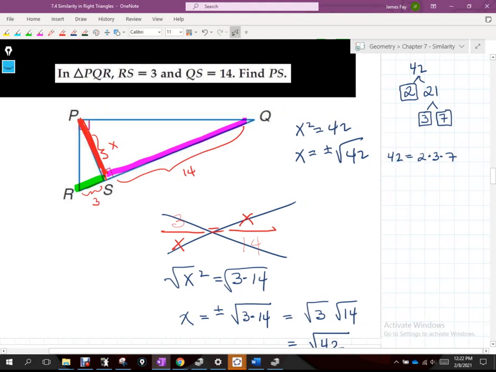If I look at something like, let's do 84. 84 goes to 2 and 42, right? 42 goes to 2 and 21, then 3 and 7, right? So 84 is equivalent to 2 times 2 times 3 times 7, right?